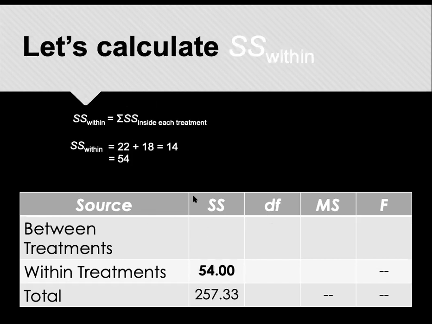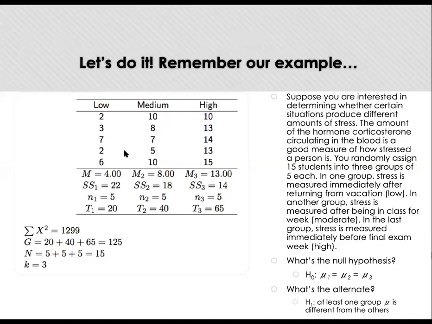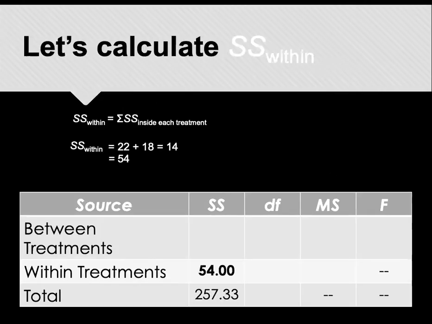Now, let's calculate sum of squares within. Remember, the sum of squares within is just adding the sum of squares inside each treatment. So there were sum of squares values. I am going to flip back. Here they are, right? The sum of squares within each level or within each treatment: 22, 18, and 14. So we're going to add those up: 22 plus 18 plus 14 equals 54. So we're going to put that in our table down here. The within treatments sum of squares is 54.